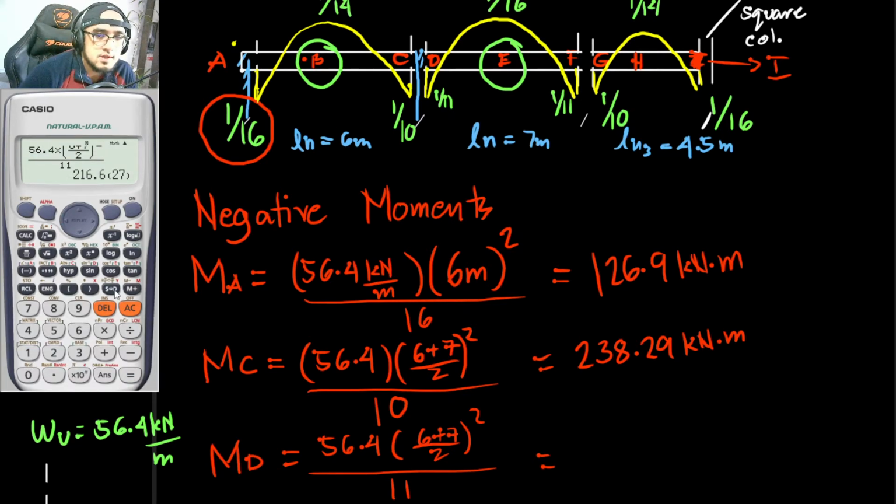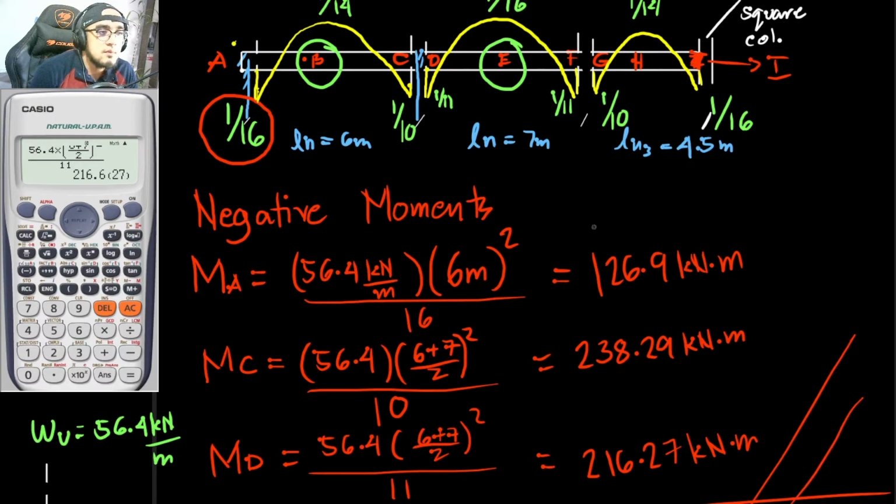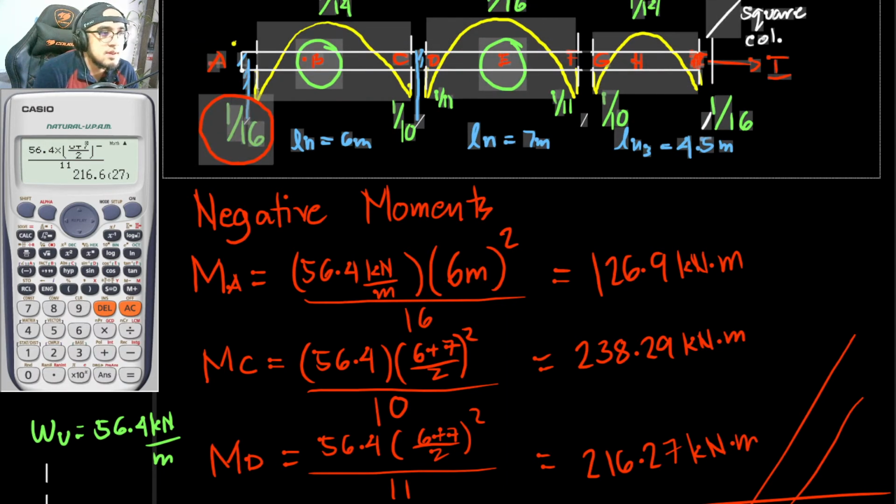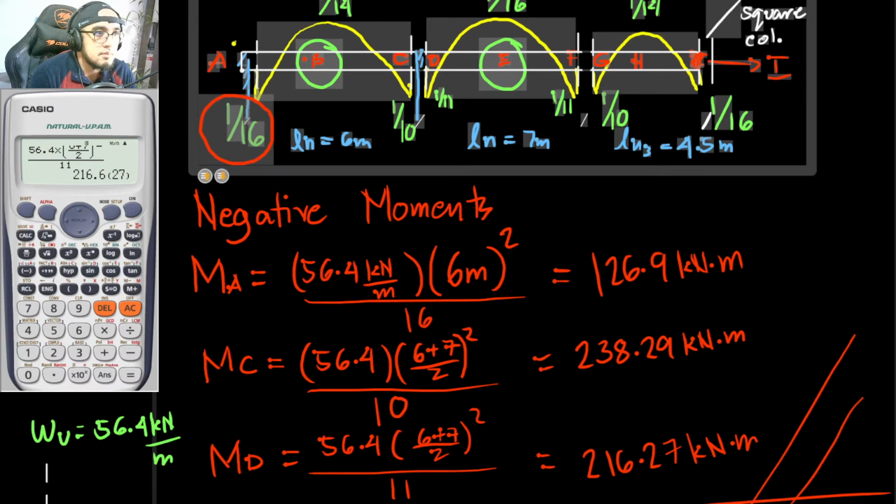So 216.27 kilonewton meter. So these are to be for your negative moments at this part. So for yung second half naman natin, no? For these ones, next slide na naman tayo at di nakasya. Pero copy-paste ko lang.